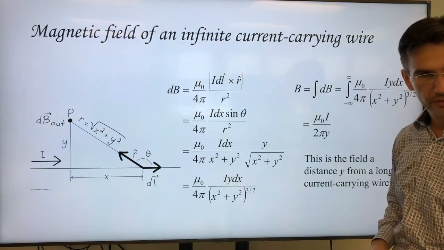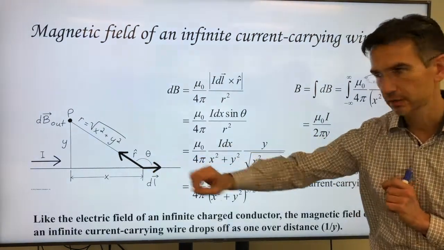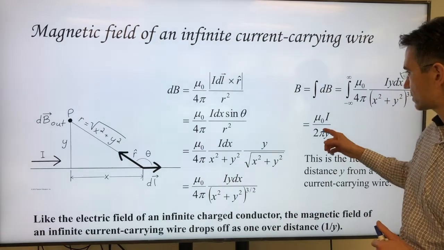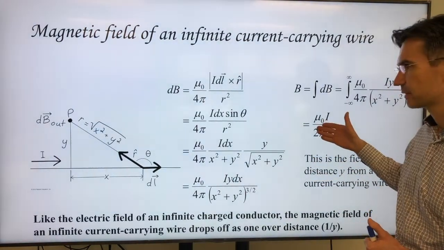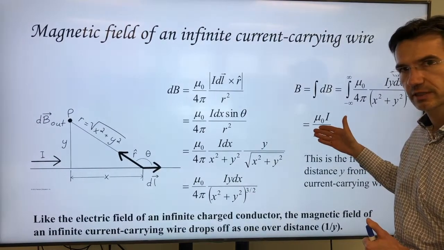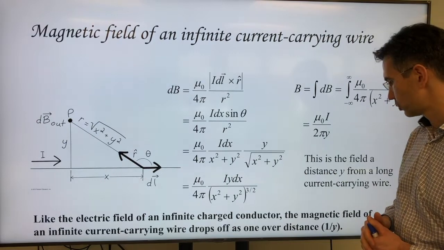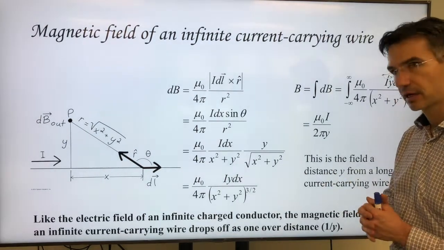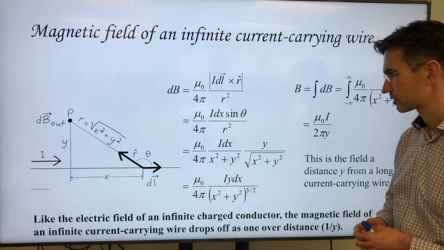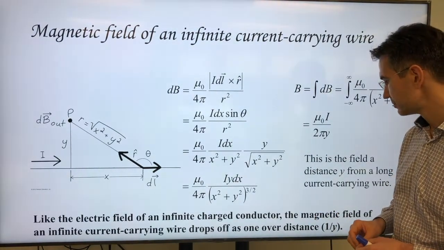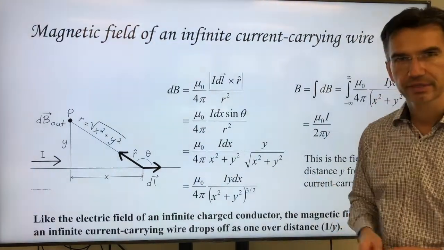And if you were to compare this to the electric field of a charged wire, you will see that this also drops off as 1 over distance. So the magnetic field of a current carrying wire drops off as 1 over distance, and the electric field of a charged wire drops off as 1 over distance. By the way, a current carrying wire is not necessarily charged. It can well be neutrally charged, so it may not be producing an electric field. It may only have a magnetic field.